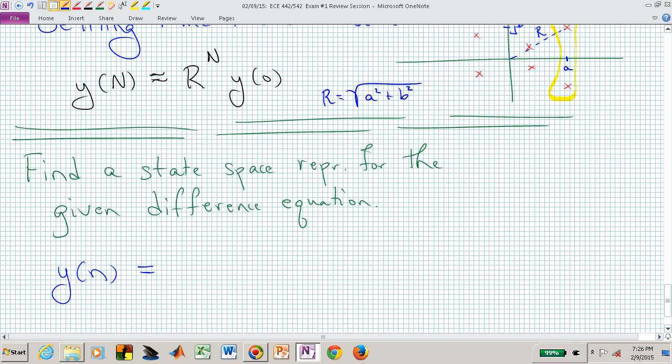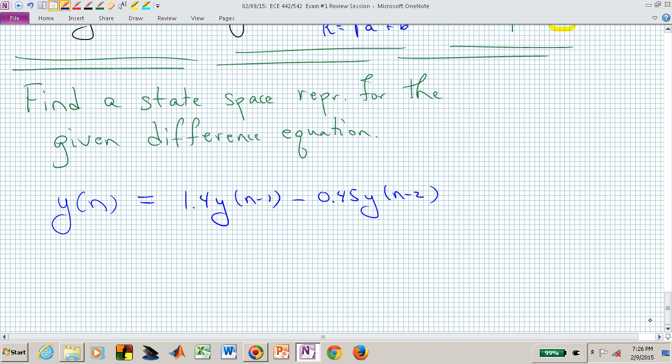Oh, good. Now we can start playing. Okay? Find a state space representation for the following difference equation. What if I gave you a difference equation that's y of n equaling 1.4 y of n minus 1 minus 0.45 y of n minus 2 plus u of n minus 1 plus u of n minus 2.